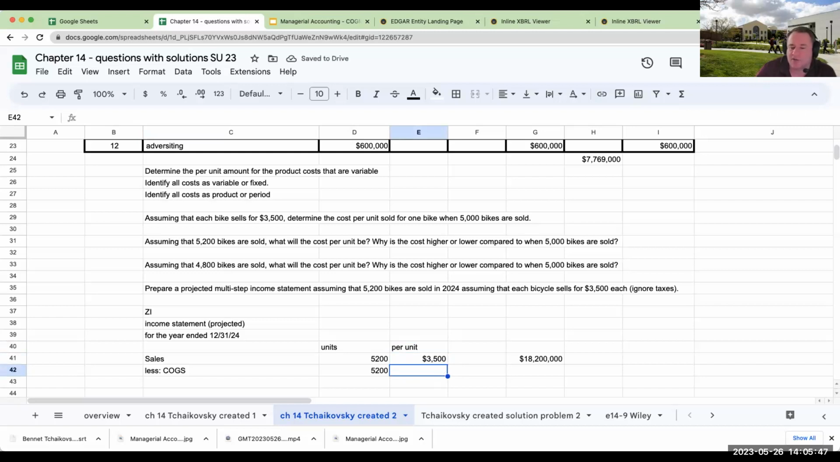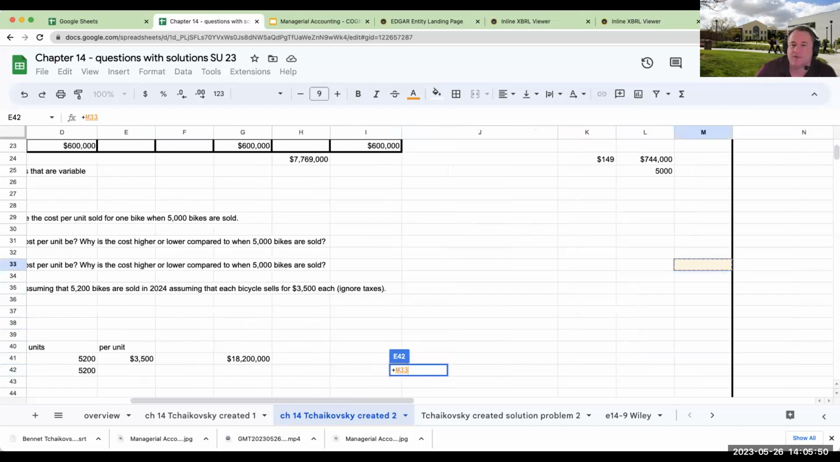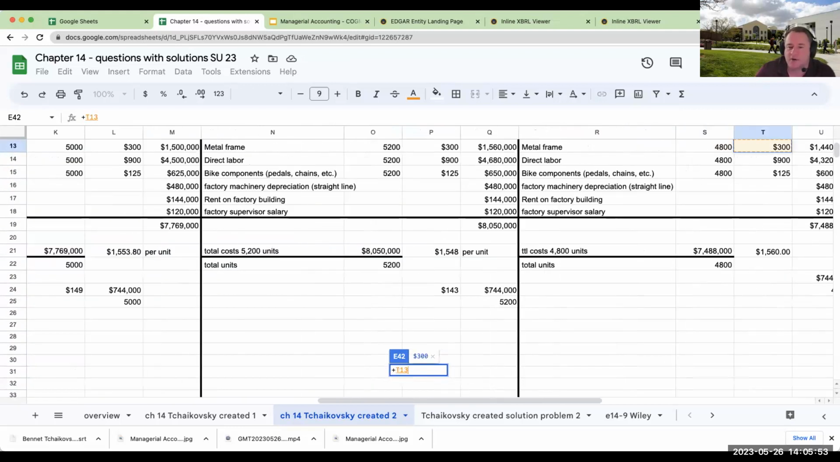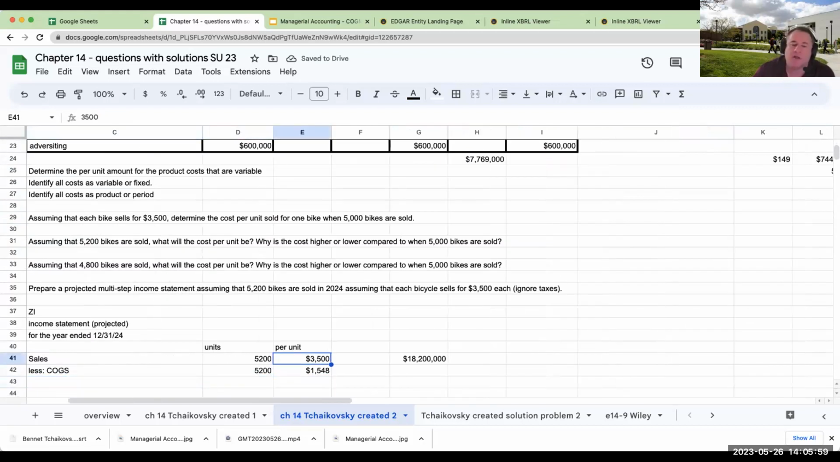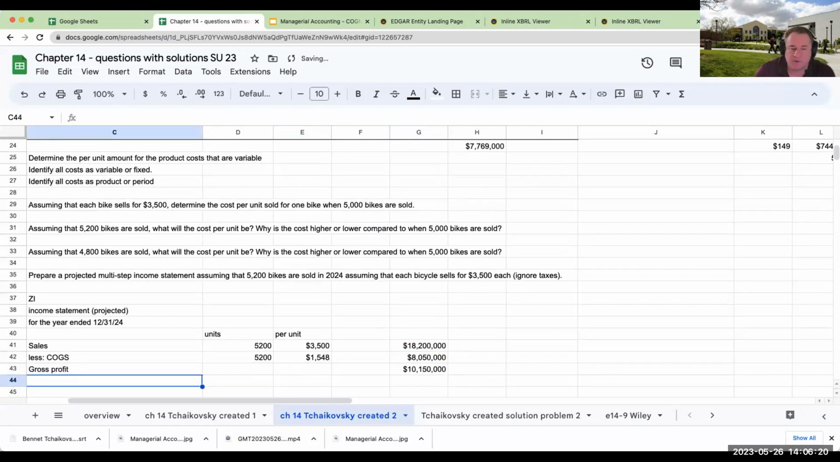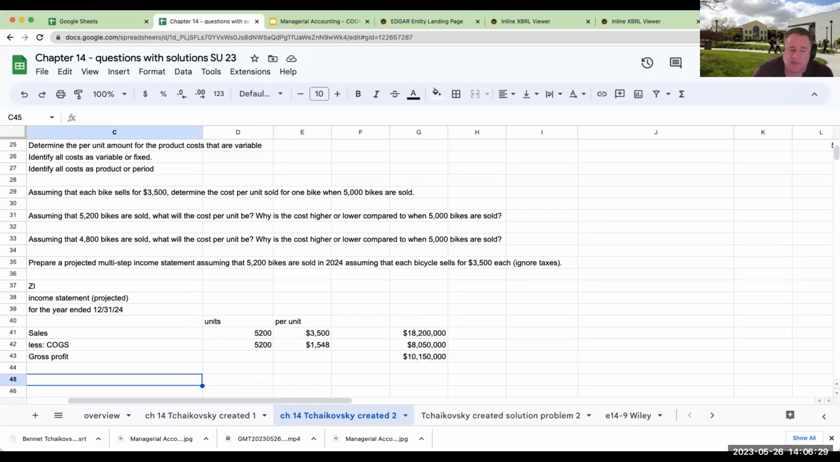My cost of goods sold at 5,200 units, we determined that value to be 1,548 per unit. If you get the numbers off, it's more than likely because I'm having different decimal points, so if you're a little bit off on your numbers, don't worry about it. So my cost of goods sold is right over here at 8,050,000. I subtract this through and get my gross profit. This is something you should have learned in financial accounting. If you didn't, it's okay. I have other videos on how to do these statements.